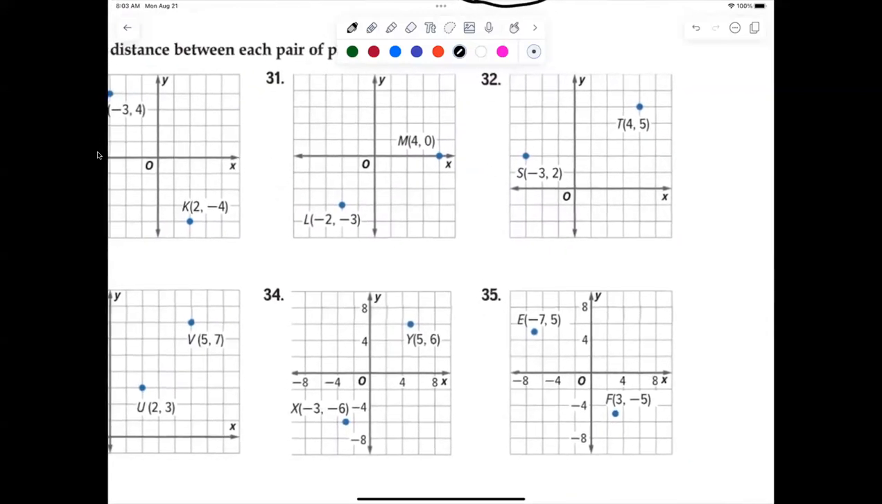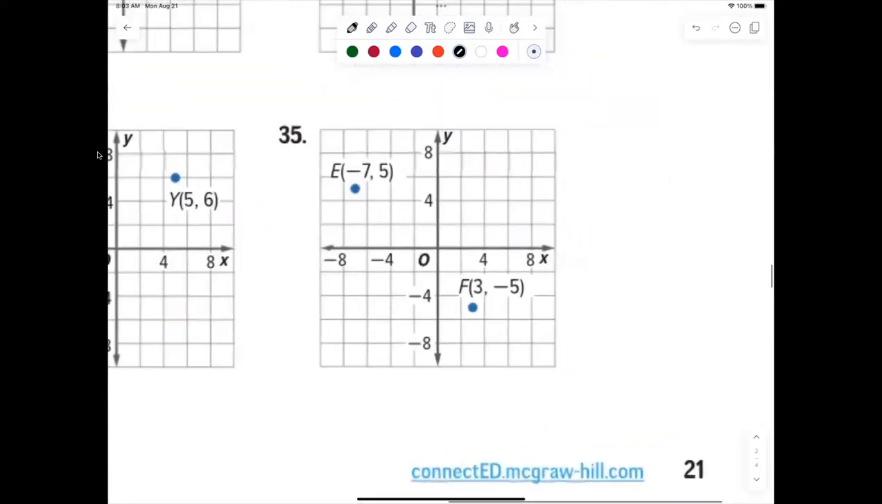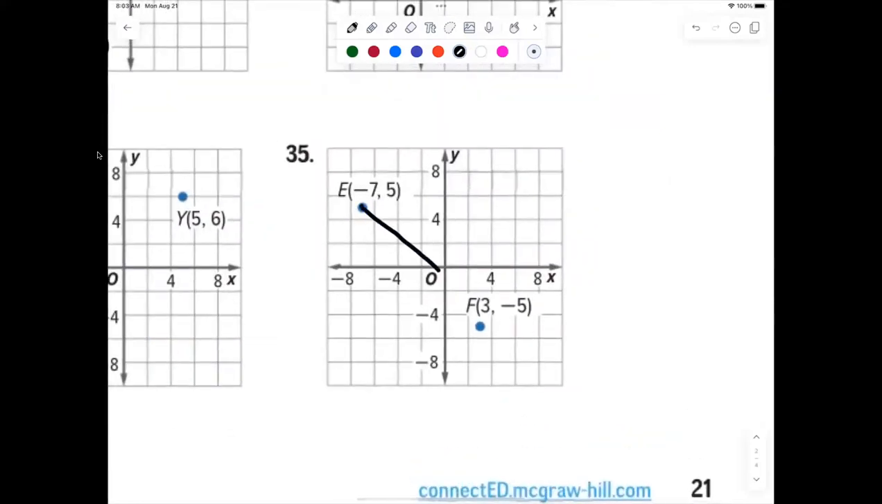So for example, if I'm going to do 35 with you, here we go. If you want, you can draw it, but you should be able to just write on your paper, D equals the square root. Subtract the x's, or in my opinion, I say from -7 to 3 is how far? 10 squared. 100 plus the distance from 5 to -5, 10.